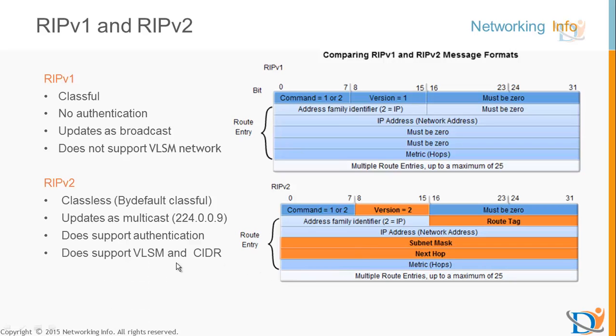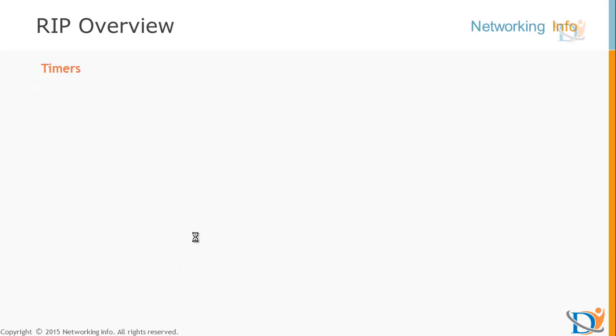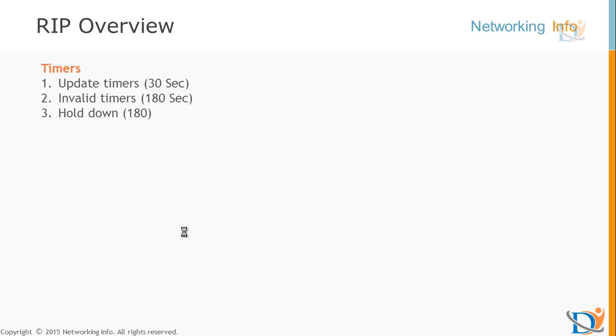It does support VLSM because, of course, it does advertise the proper subnet mask. There are 4 types of timers in RIP: the update timer, which is the default 30 seconds, the invalid timer, the hold down timer, and the flush timer. Update timer: every 30 seconds, all the devices tell their directly connected devices about their updates.